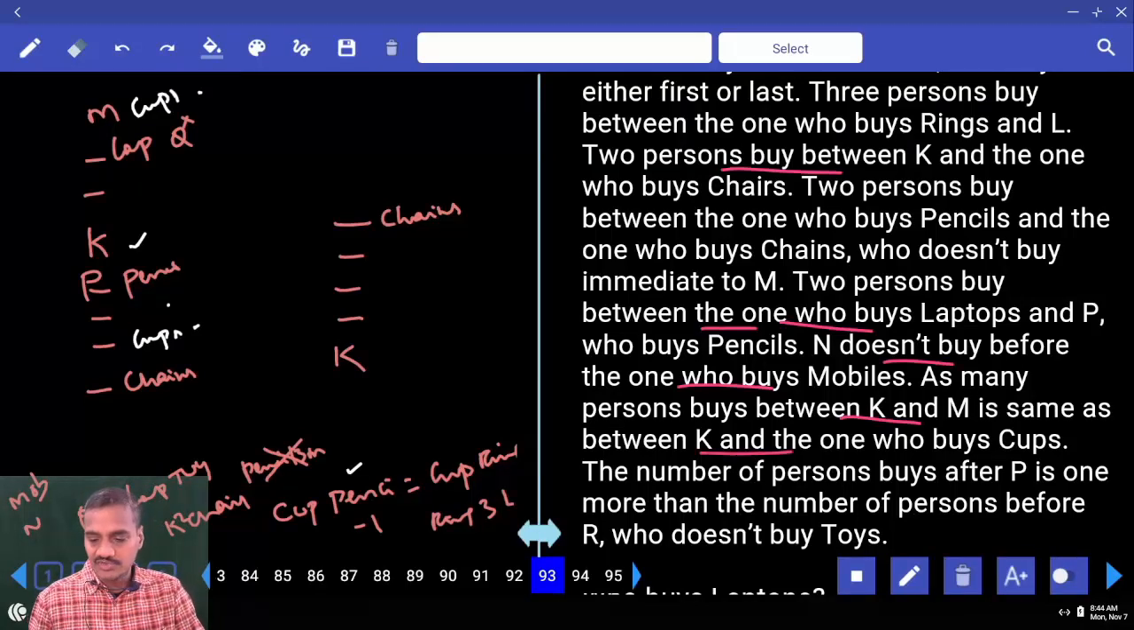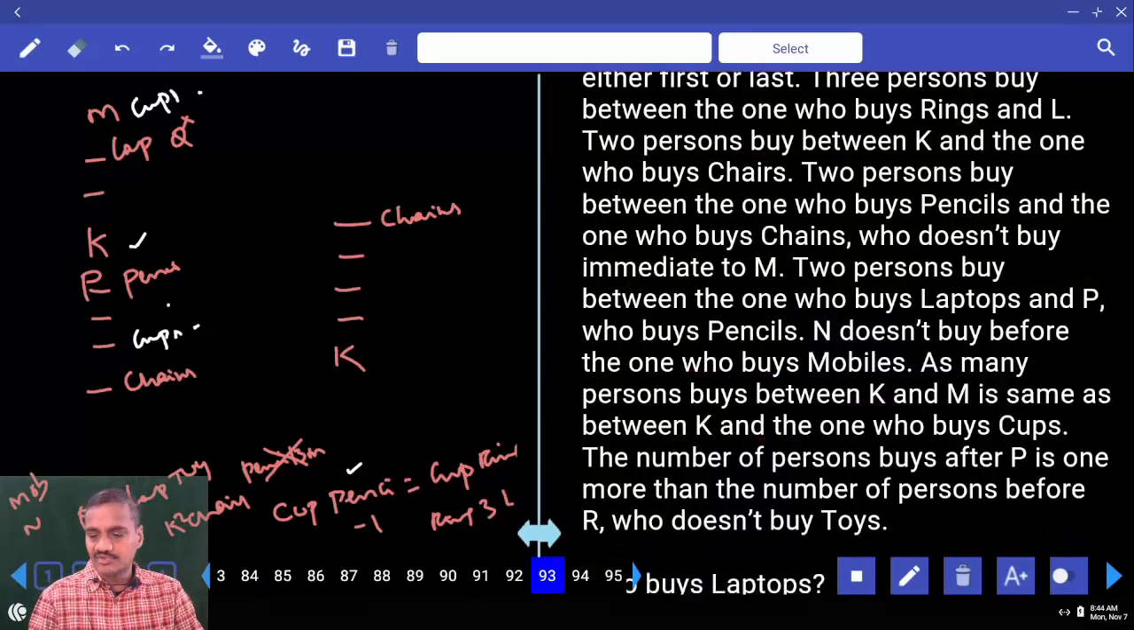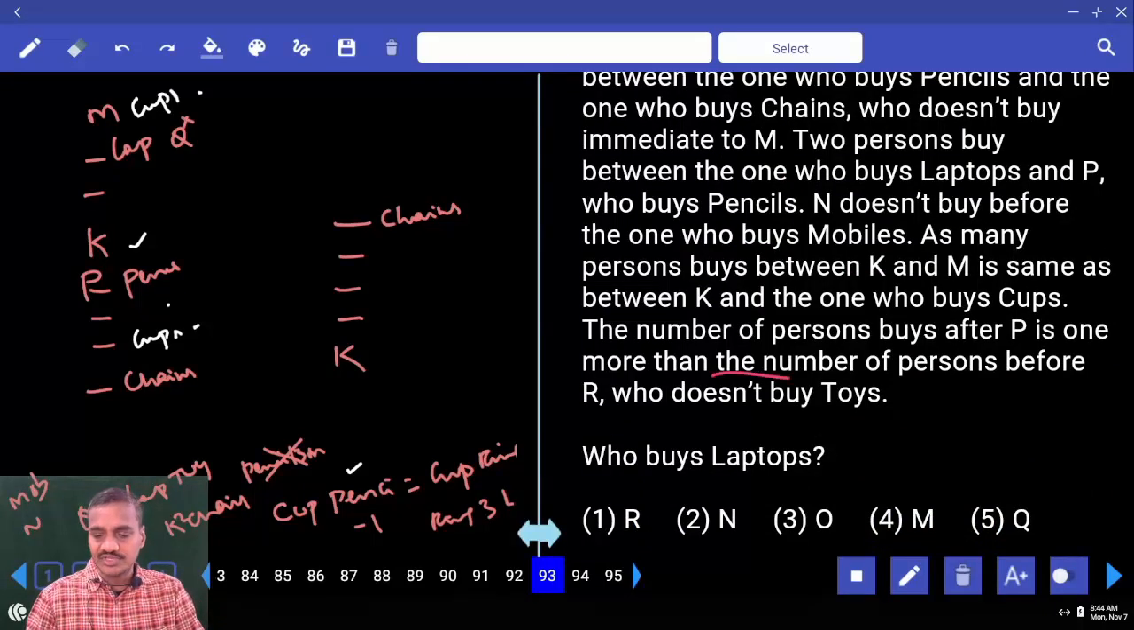And K and the one who buys cups, as many persons between K and M, K and cups. And next one, the number of persons after P is 1 more than the number of persons before R. Number of persons after P, antamani cheppandi? 3 members. Now this 3 is 1 more than the number of persons before R. Hence before R there must be only 2 people. Hence R must be here. And this R does not buy toys. Then R toys is ruled out.